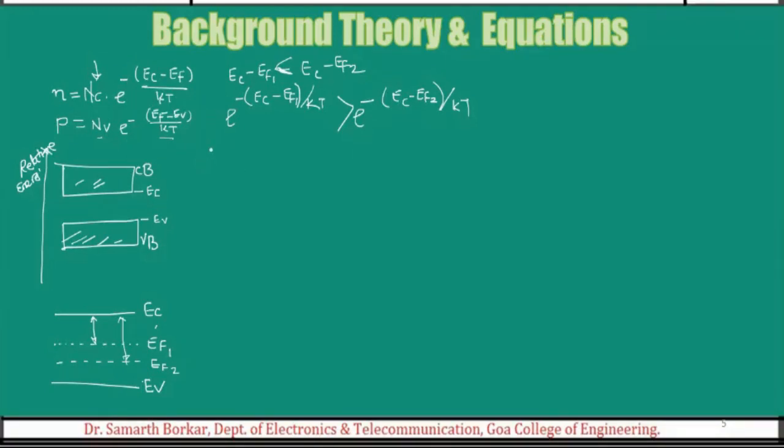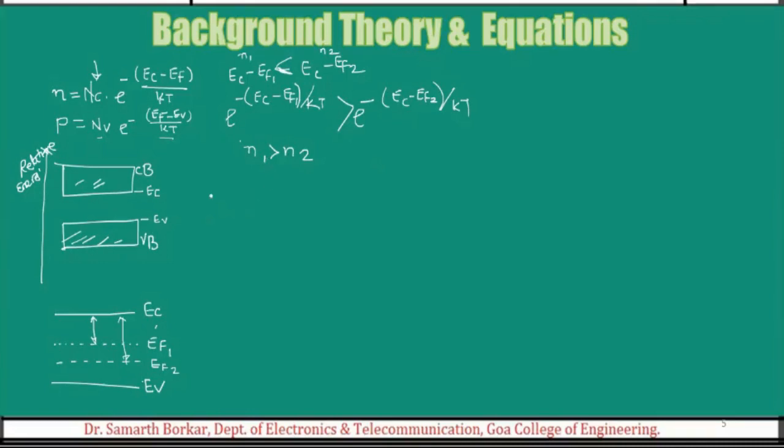What this tells you is that for the first case, when Ef1 is closer to Ec as compared to Ef2, let us mark the number of electrons as n1, and for the second case the number of electrons as n2. Comparing the two cases, I can write n1 is greater than n2. Similarly, this holds true for the holes.